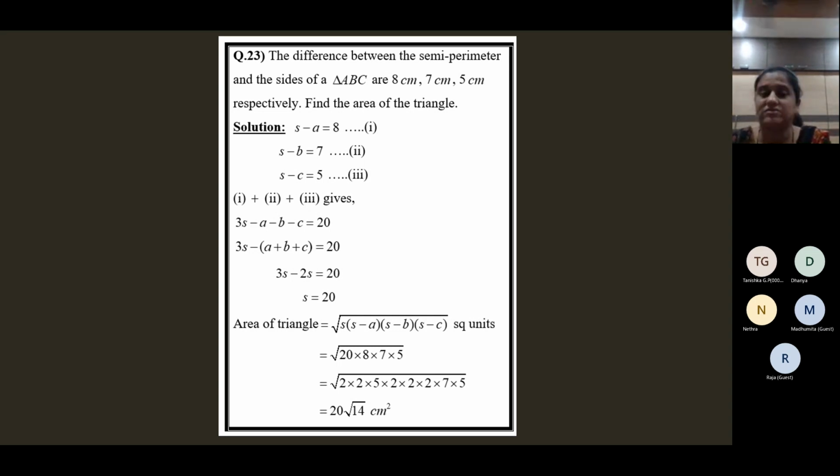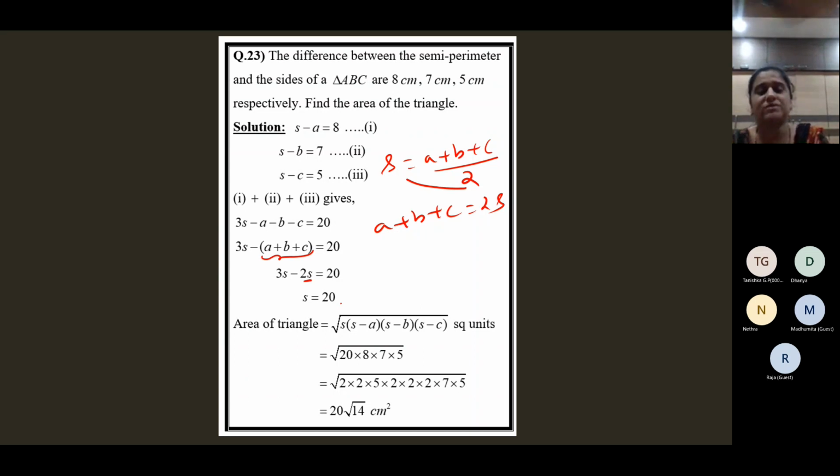What do you mean by A plus B plus C? In Heron's formula, what is A plus B plus C? Perimeter, right? Yes, perimeter, ma'am. Correct. That's nothing but twice the semi-perimeter, correct? You know that S is equal to A plus B plus C by 2. When you cross multiply, what you get? A plus B plus C is equal to 2S. That is, twice the semi-perimeter is the perimeter. So that's what it is here. A plus B plus C is replaced with 2S. Perimeter means twice the semi-perimeter.